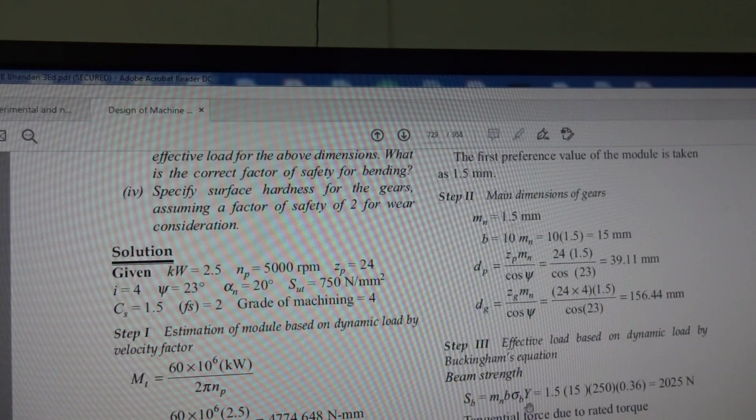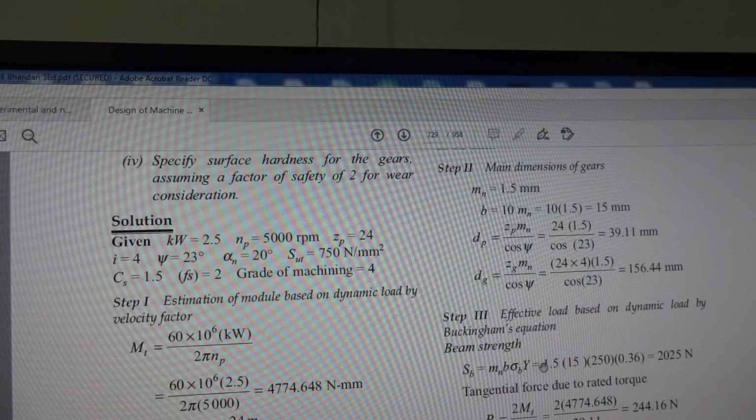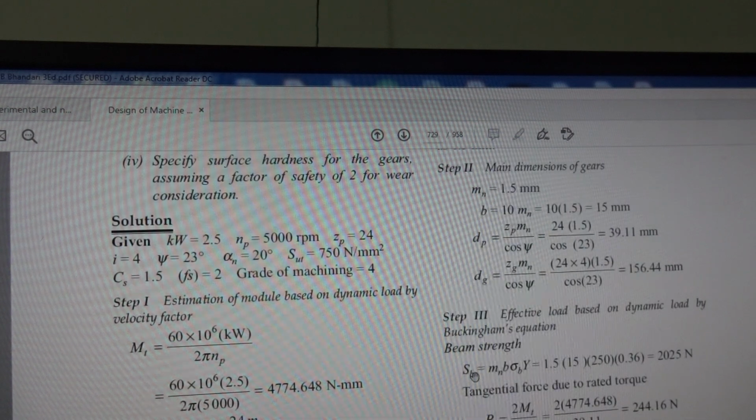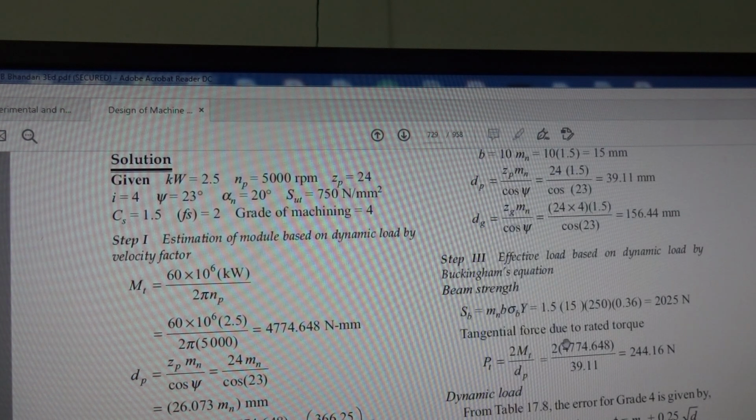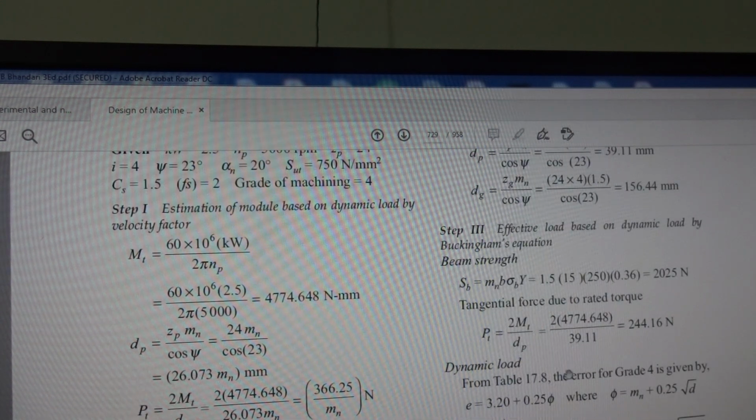Now third one is step 3, effective load based on the dynamic load by the Buckingham equation. So beam strength, you know the beam strength SB is equal to mn b sigma by. All values you know, substitute these values, so you can get the beam strength, this 2025 Newton. Tangential force due to the rated torque Pt is equal to, you apply this formula, you can get the value of the Pt.